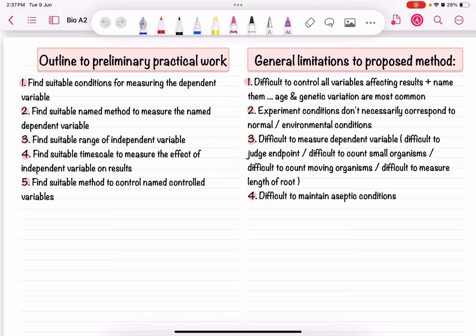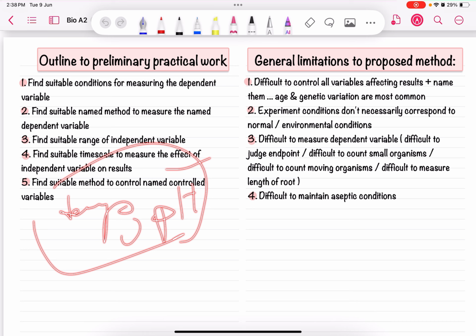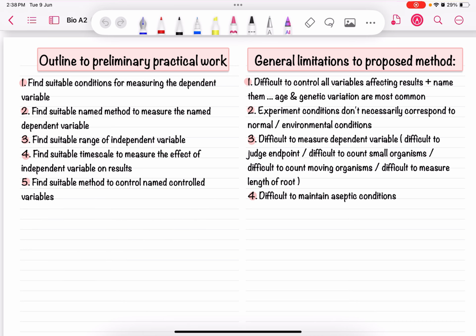Find suitable time scale to measure the effect of the independent on the results. Or sometimes it's said to produce a measurable change, or to produce a measurable volume of gas, to produce a measurable volume or height, stuff like this. Find a suitable method to control named controlled variables like temperature, pH, if they aren't the independent variables, so we can put them as the controlled variables.